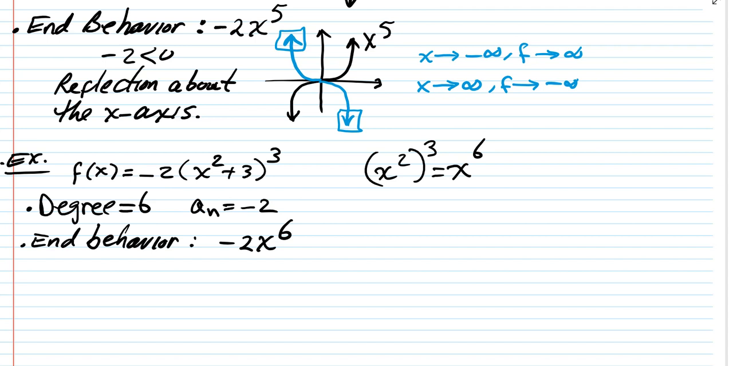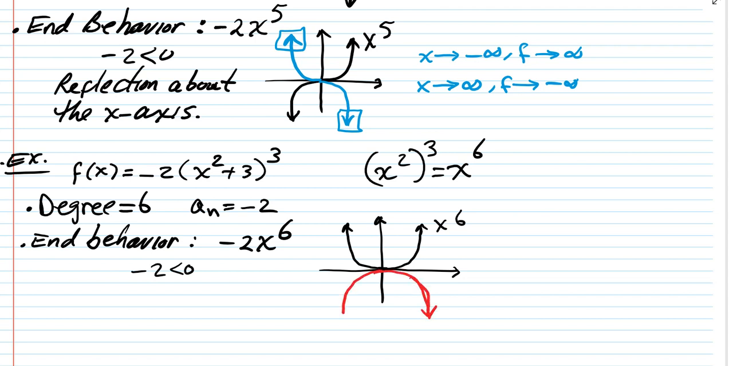And what does the graph of x to the 6th look like? Well, I did graph that about 5-10 minutes into this video using my graphing utility. Remember, x to the 6th is going to be very flat, and it's going to look like that, right? That's x to the 6th. The negative, again, because it's less than 0, will cause a reflection about the x-axis. It's going to be very flat, looking like so.